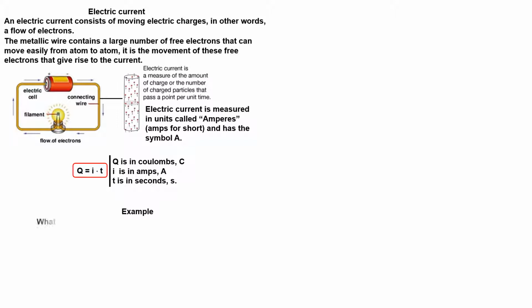What is the current if 20 coulombs of charge passes in 5 seconds? Take the formula. Change the subject. Substitute the values given in the question. It's done.